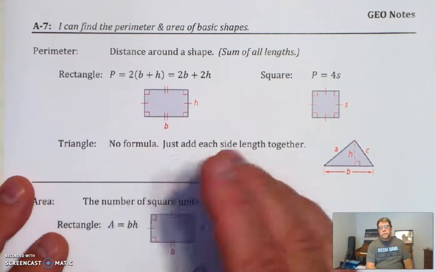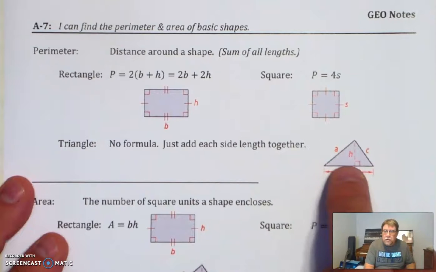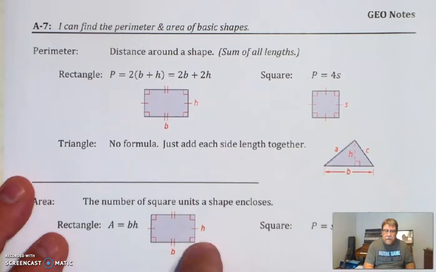For a triangle, there's really no formula. You just want to make sure you walk around the outside of the triangle. So in this case, make sure you don't count h in on this. It's just a plus b plus c.